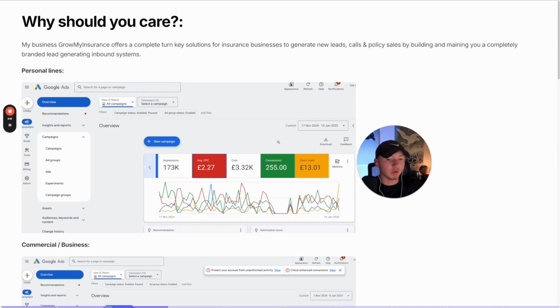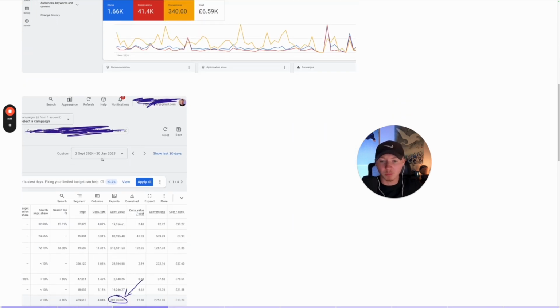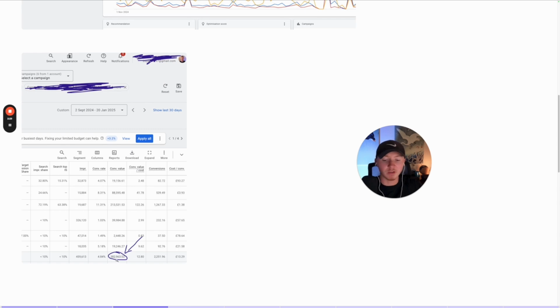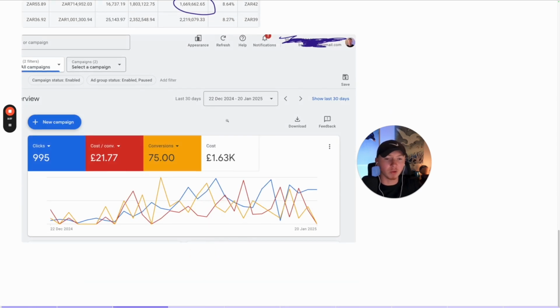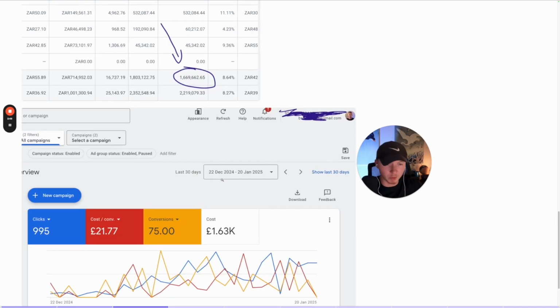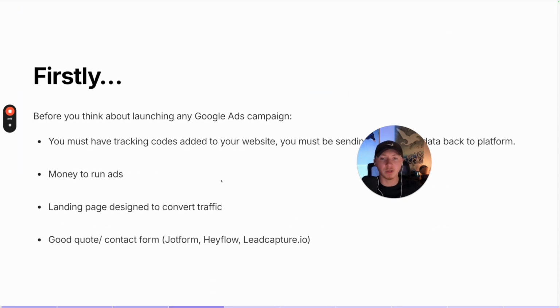As you can see here, November to January, 255 leads, £13 per lead. 340 leads spending 6,500, generated from September to January over £382,000 in policy sales. From May to July, 1.7 million South African rand in policy sales. In the last 30 days over Christmas, 75 conversions, spending 1.6 thousand. List goes on and on. I'm not going to bore you too much with this, but we're doing these right now. We're using these strategies that I'm about to explain to you, and I'm going to give you every single thing that you need to be able to succeed with Google Ads.